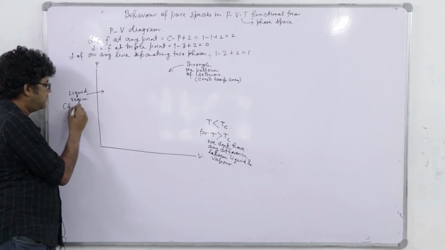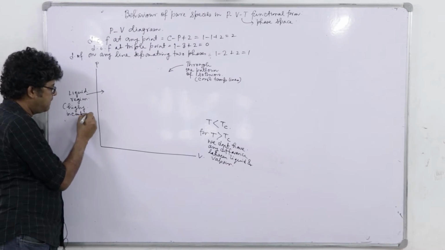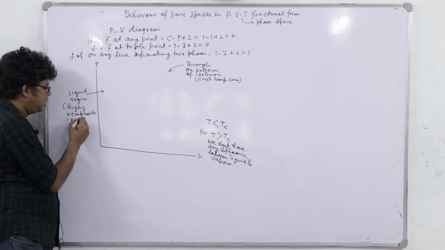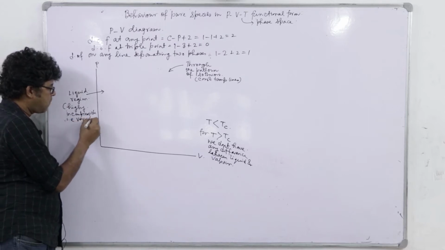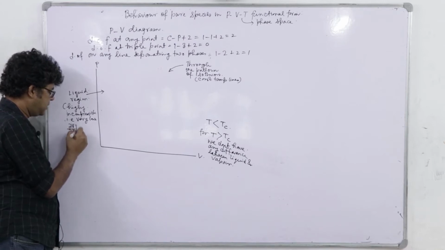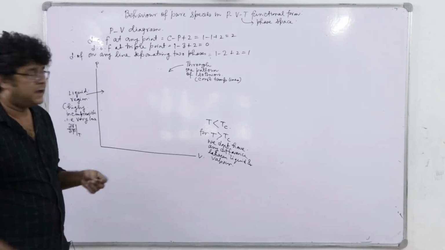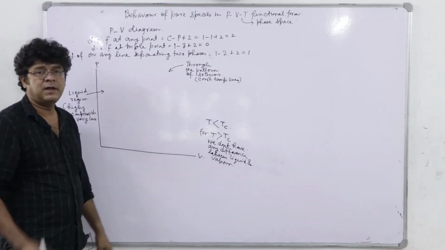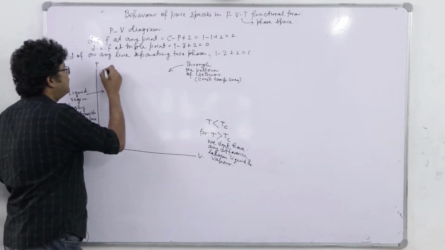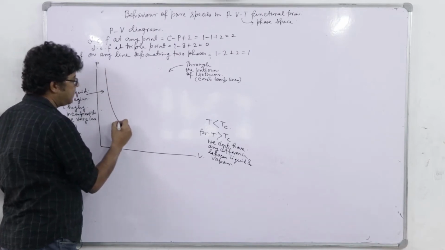So, it is highly incompressible. That is, very low del V del P at constant T, right. So, for a wide change of pressure, it is expected that we will have a very small change in volume. So, the graph or the line or the isotherm looks like this.